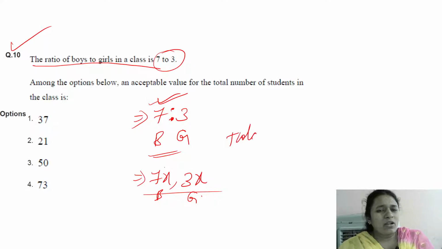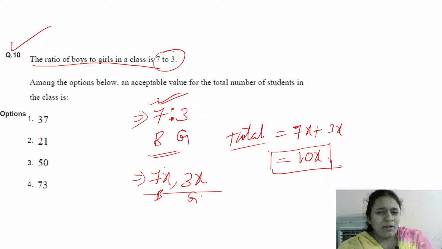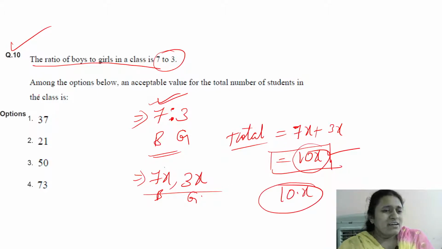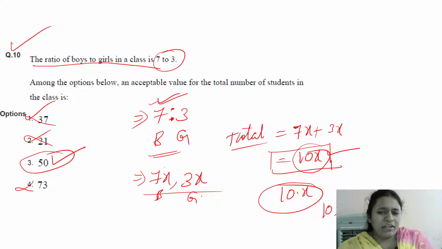Total how many? What is the total number of students in the class? We can say that 7x plus 3x is 10x. The total number of students in the class is 10x. That means the total number of students in the class should be a multiple of 10. Then only we can write it as 10x, right? Among the given options, which is the multiple of 10? Only option 3 is a multiple of 10, right? This is 10 into 5, is 50. Now we can cross check also.